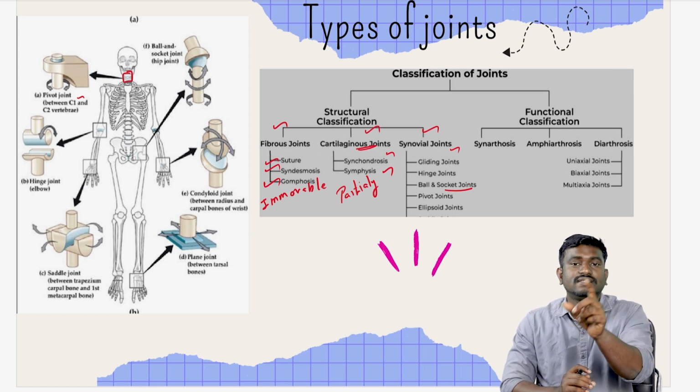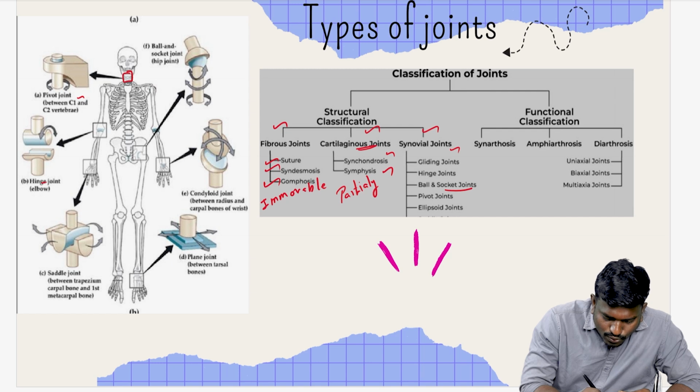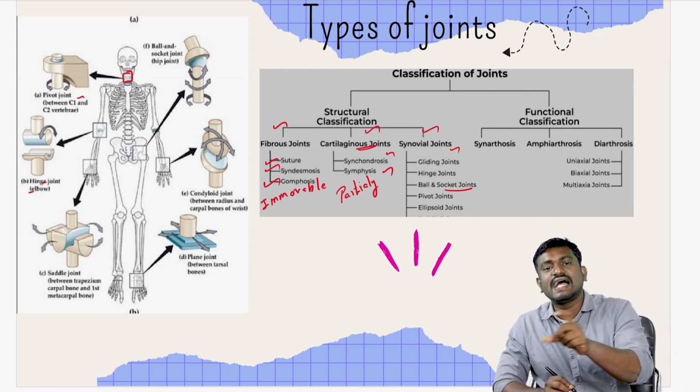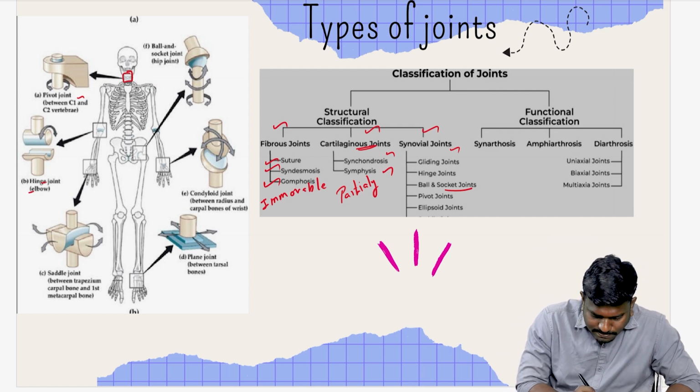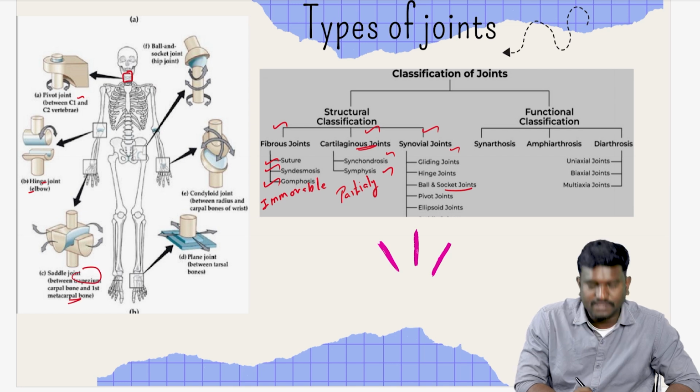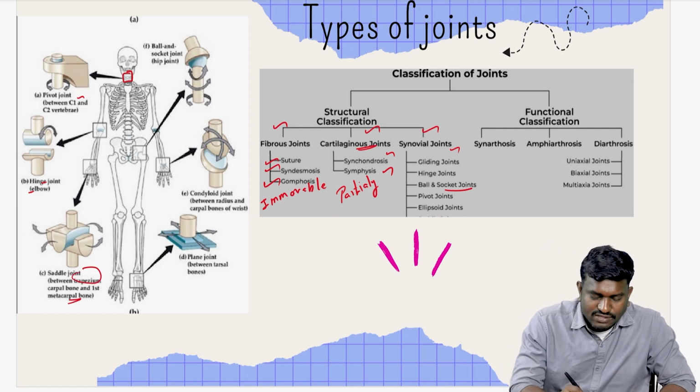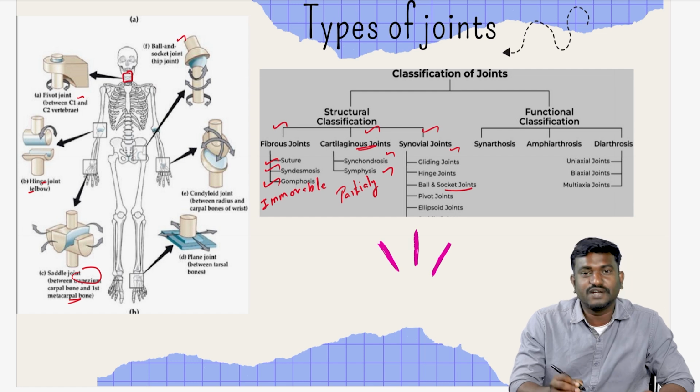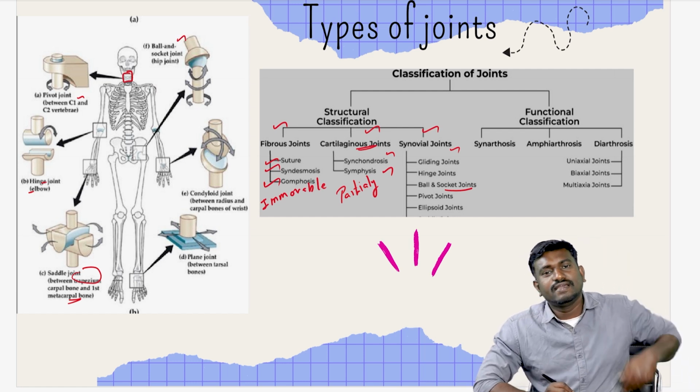Hinge joint. Hinge, E for elbow. Very good. Next, we have the saddle joint. It is between the trapezium and the first metacarpal. Saddle joint. Next, we have the ball and socket joint. Our favorite one, it is going to be between the hip joints.